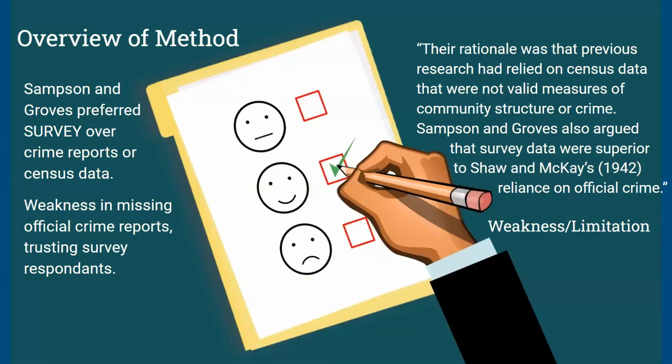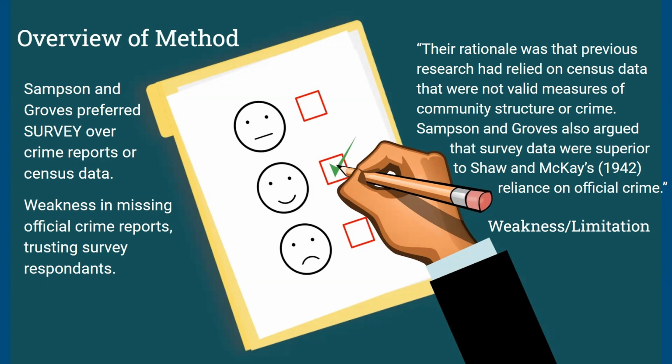An overview of Sampson and Groves' methodology was that they conducted a very huge survey, and so it's good to have a large survey pool. But their methodology could also be flawed because they didn't take from crime reports and census data, which might have had crimes that they weren't able to get from the respondents. And they also had to trust the respondents' accuracy and truthfulness, which could be a weakness.